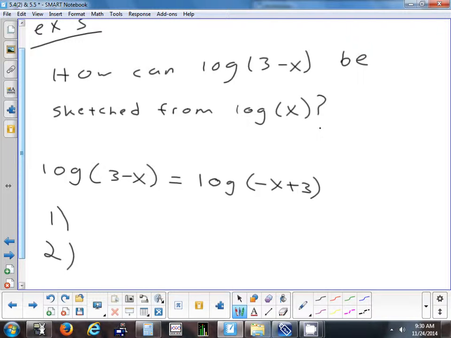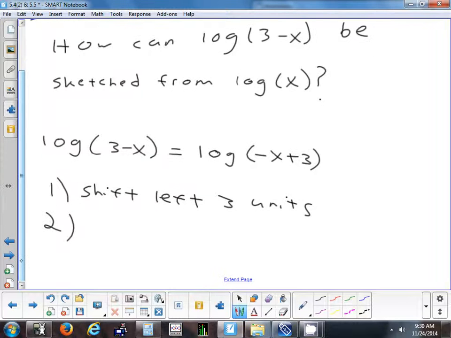First thing you would do is shift which way? And how many units? Oh, Orlando? You would shift 3 units to the left. Shift left 3 units, and then that negative, we just talked about what that's going to do. That's going to be a reflection. Right? So you're going to do a horizontal reflection.